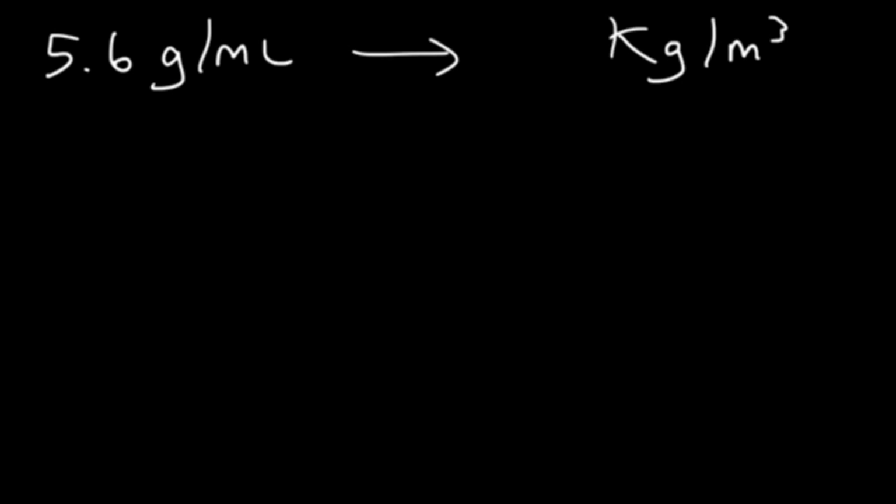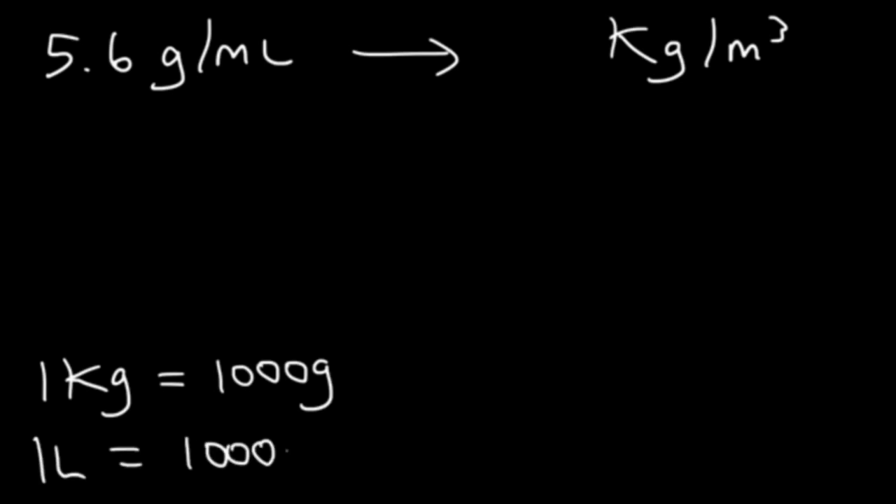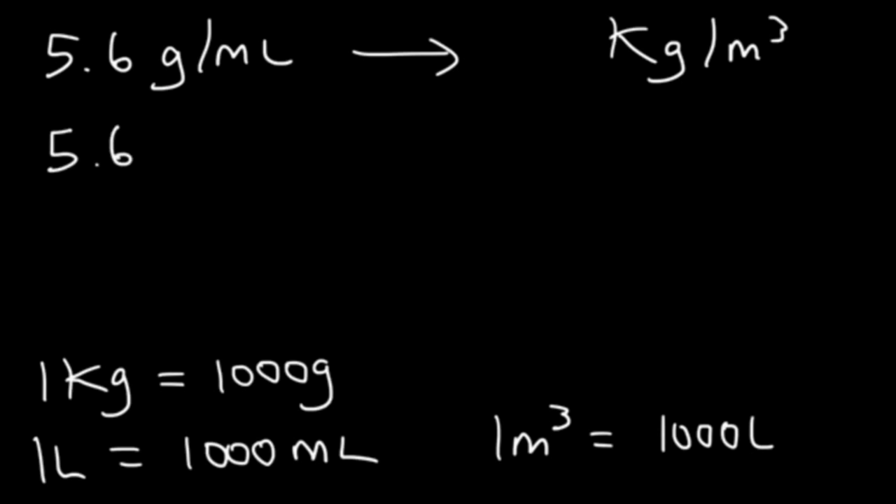Now we need to convert from grams to kilograms. Now we know that 1 kilometer is 1,000 meters. It turns out that for mass, 1 kilogram is equal to 1,000 grams. Now we know that 1 liter is equal to 1,000 milliliters. And we also know that 1 cubic meter is equal to 1,000 liters. So this is enough to convert from grams per milliliter to kilograms per cubic meter. So let's go ahead and begin. So we need to write this as 5.6 grams per 1 milliliter.